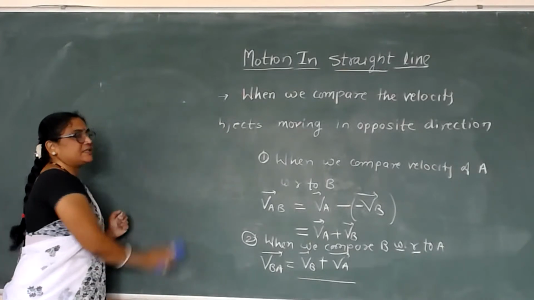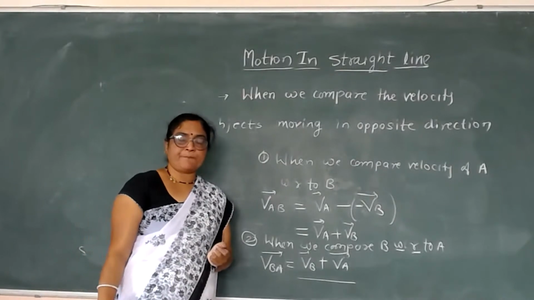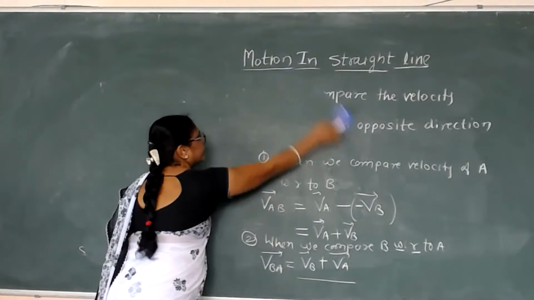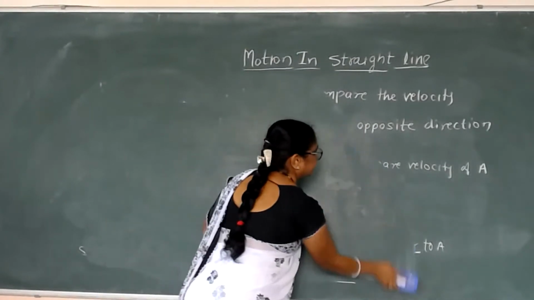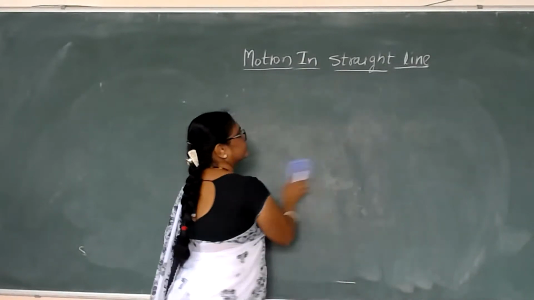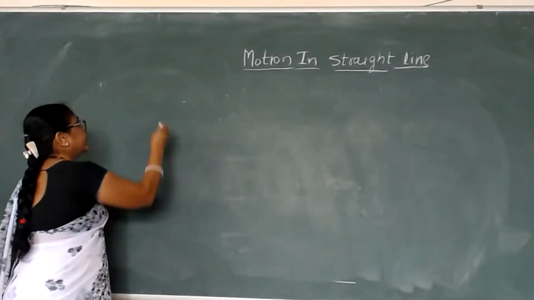Then the next part is the position-time graph for relative velocity.